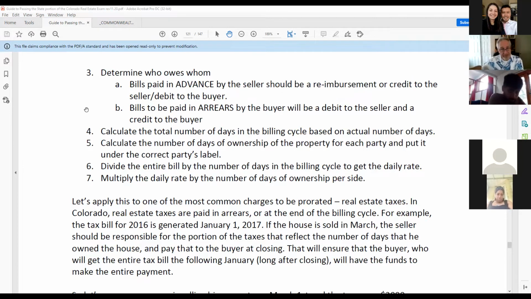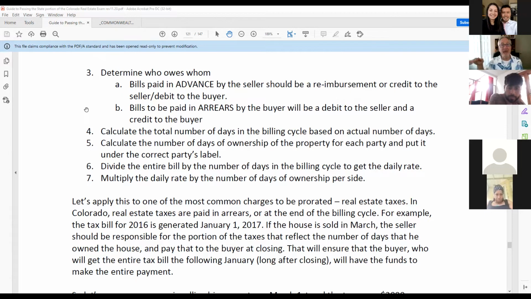What are things paid in advance? Could be for a propane tank. That's paid in advance. HOA fees are paid in advance. That's always going to be a credit to the seller and a debit to the buyer. Just the opposite of taxes and insurance. Taxes and interest. Okay? Insurance is something you paid in advance. So that's going to be a credit to the seller and a debit to the buyer. But taxes and interest are always a debit to the seller and a credit to the buyer.